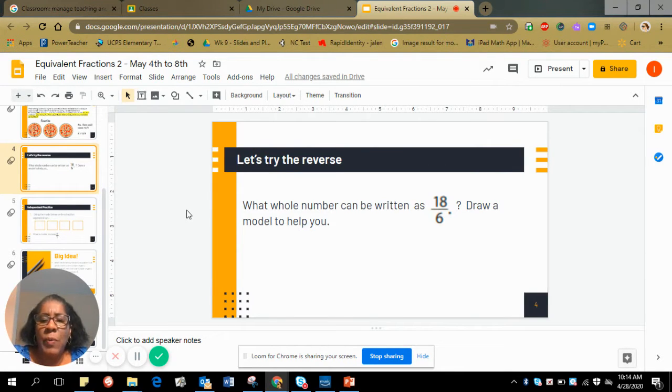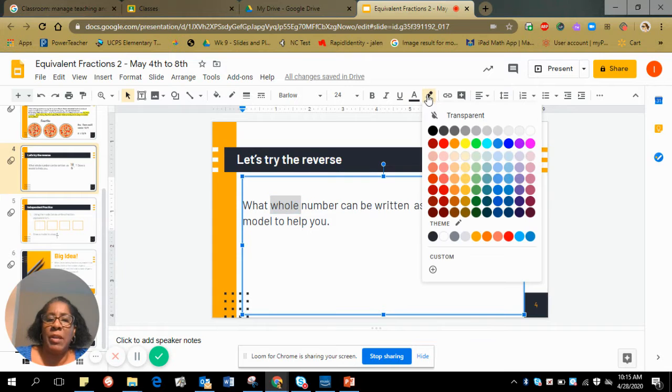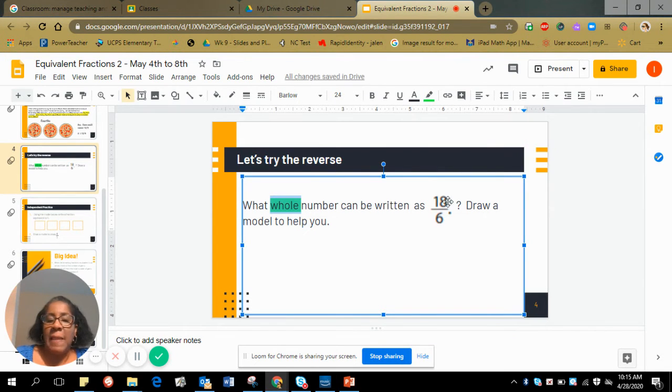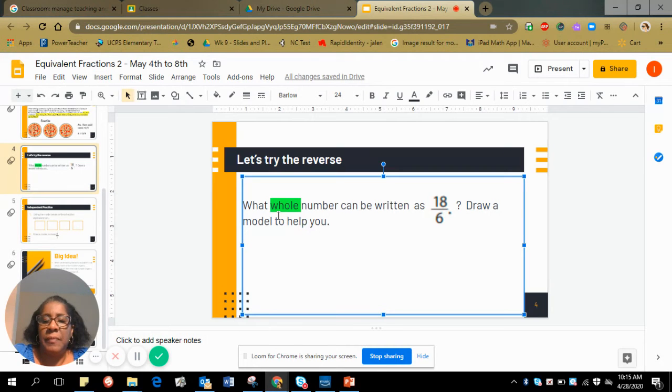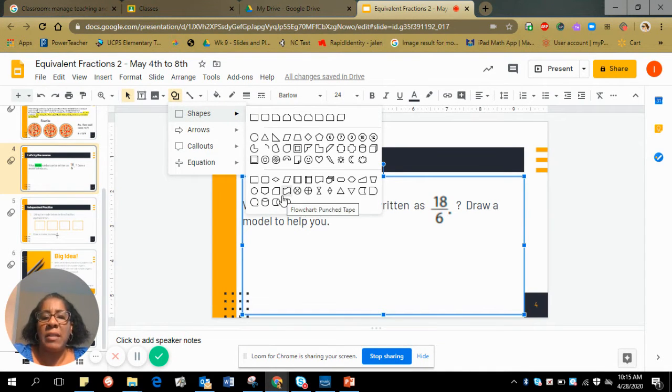So we have a question here. What whole number can be written as 18/6? Draw a model to help you. So we are now looking for a whole number, not a fraction, a whole number, that is the same as 18/6. So let's look. What can I draw? I know a hexagon has 6 sides, and my denominator here tells me there are 6 equal parts. So just to make life easier, I'm going to draw hexagons.